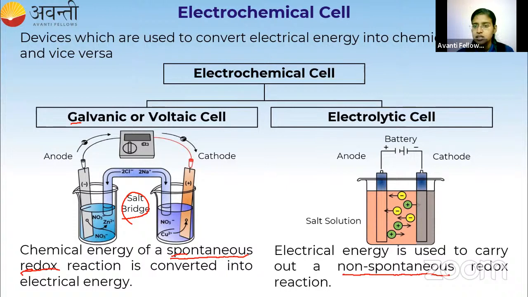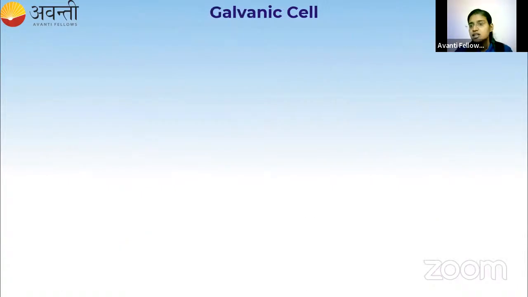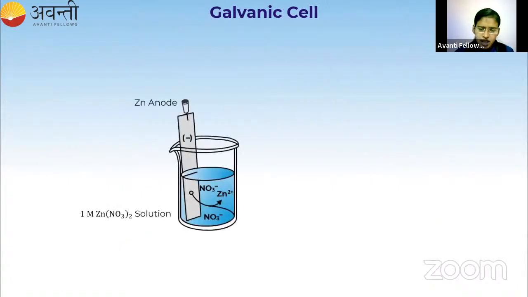Good. So now let's discuss in detail the galvanic cell. In the next slide, I'm going to take a galvanic cell. I have taken a beaker, and inside the beaker a zinc anode is dipped. I have a zinc nitrate salt solution, with Zn2+ and NO3- ions moving inside the solution, and the concentration of the solution is 1 molar.